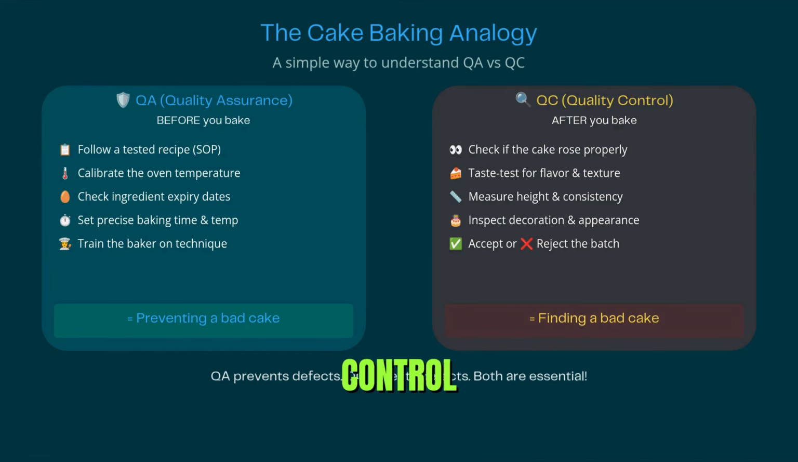On the other hand, quality control is involved after you have baked the cake, by checking if the cake rose properly. They will test for the flavor and the texture of the cake, measure the height and the consistency, inspect decoration and appearance, accept or reject the cake. So, quality control is finding a bad cake. So, quality assurance prevents the defects of the bad cake, while quality control detects the defects of the bad cake. And both are very essential.